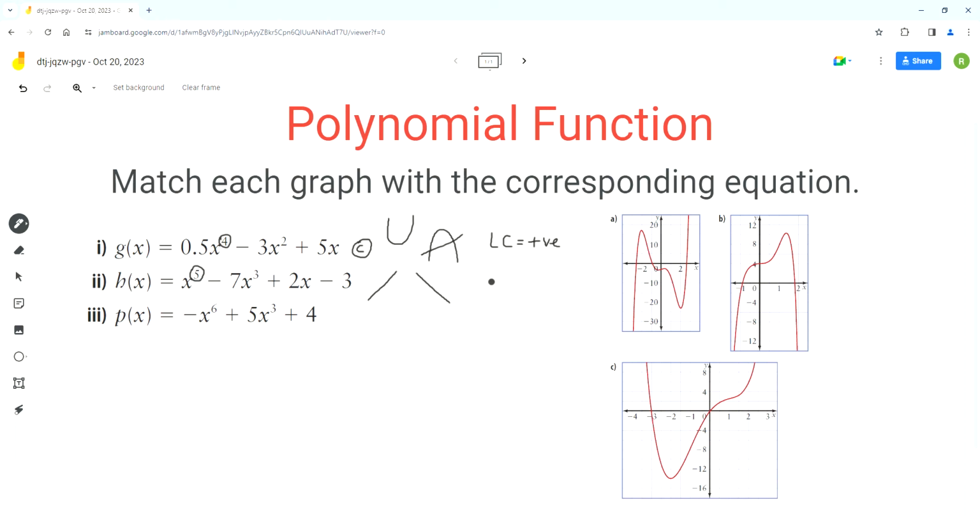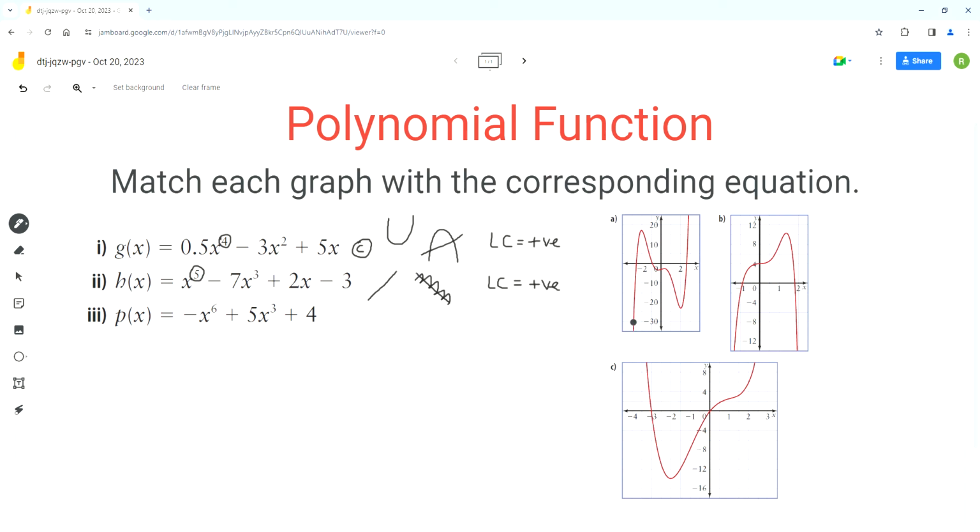Now the sign of the leading coefficient here is positive because the leading coefficient here is the invisible 1, which is a positive number. So that means the end behavior of this graph is from quadrant 3 to quadrant 1. It should go across up from left to right. So this option here is not a valid option. So it should look something like this. And this graph is in A.